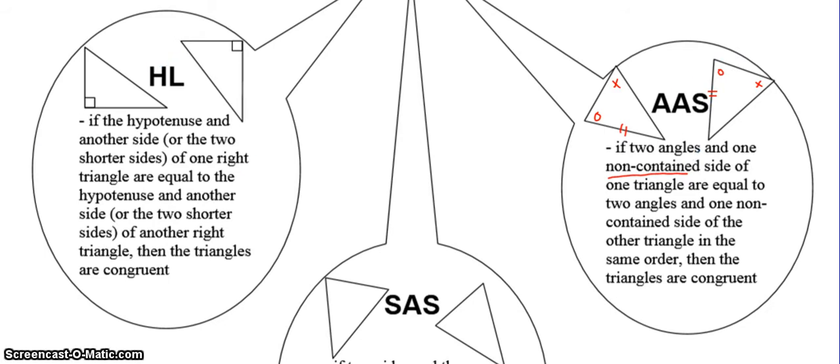The hypotenuse length sufficiency condition says if the hypotenuse and another side or two shorter sides of one right triangle are equal to the hypotenuse and another side or the other two shorter sides of another triangle, then the triangles are congruent. So if the hypotenuse is equal to this hypotenuse and this side is equal to this side, then you have two congruent triangles.